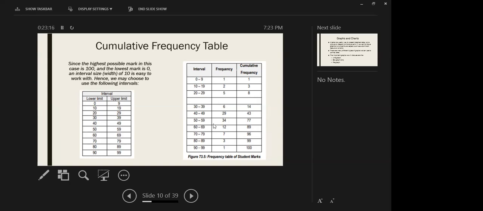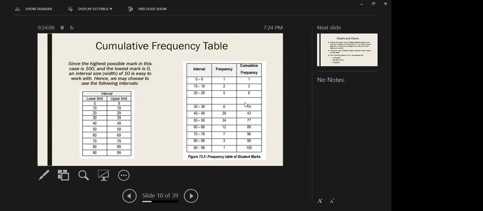Now, when we're talking about the frequency, that's the number of occurrences of that variable for that specific category. Like in this case, these are the number of students that fall in the category of 0 to 9 marks. When you add this, they must give you the total number of all the students that wrote the test. So you can see from this frequency table that the majority of the students got marks from 50 to 59. That's the beauty of using a frequency table. You can quickly see the class that has the highest frequency.